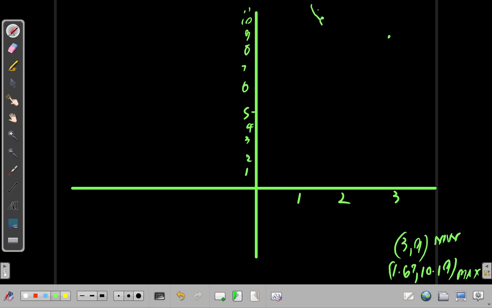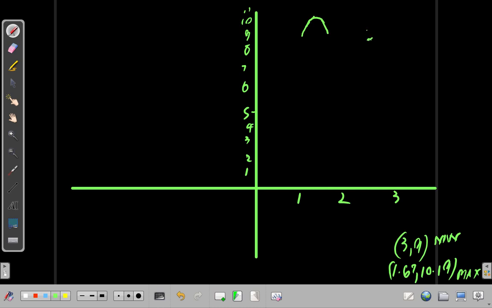So this is a minimum point. What would this be? Minimum, maximum point is here. At 1.67, 10.19, I'm mixing it up. At 1.67, 10.19, you have a maximum point. So the shape of the curve is like this here. At 3.9, you have a minimum point.